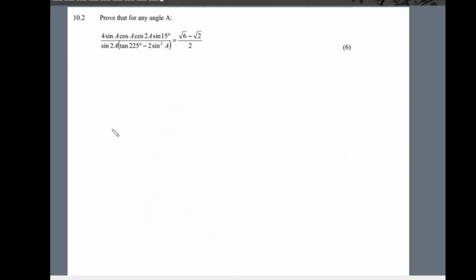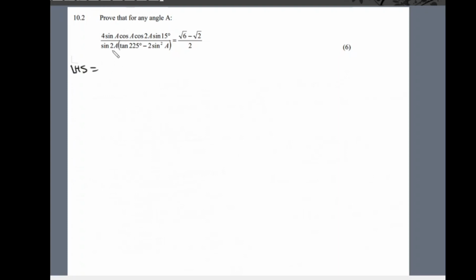Right, so 10.2, we must prove that for any angle A, the left hand side is equal to the right hand side. So now the left hand side is this fraction and the right hand side is that one, right? So now I'll say the left hand side is equal to this fraction there.